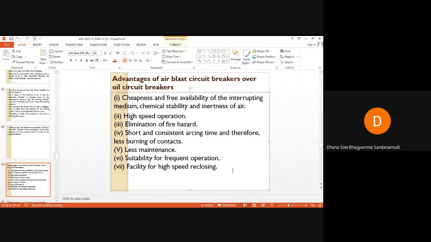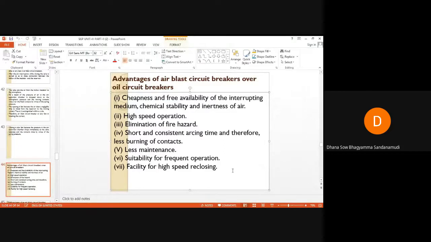It is chemically stable and inert. High speed operation is possible. There will not be any fire hazard, so fire hazards are eliminated. Short and consistent arcing time, therefore less burning of the contacts will be there. Less maintenance is required. It is suitable for frequent operations.